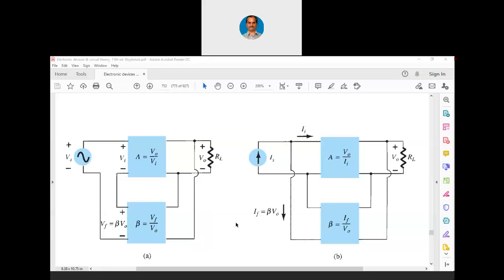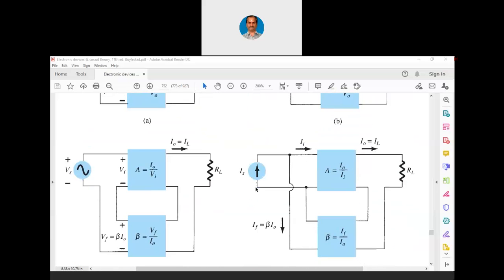Let me proceed to the next two feedback connection types, that is current series feedback and current shunt feedback. Always remember, whenever you say voltage series, voltage is taken at the output and given in series to the input. Whenever you say voltage shunt, voltage is taken at the output and given in shunt to the input. So whenever there is a shunt connection at the input, we require a parallel connection there, and when we have a parallel connection, instead of the voltage source we have the current source.